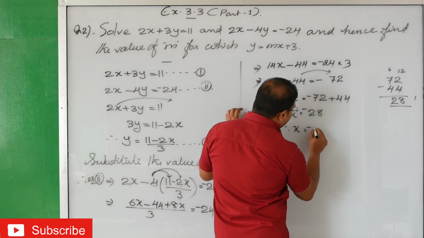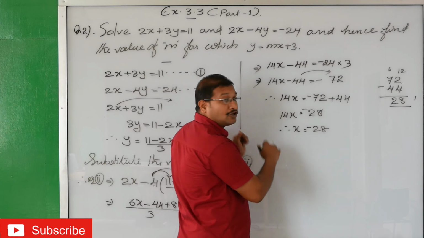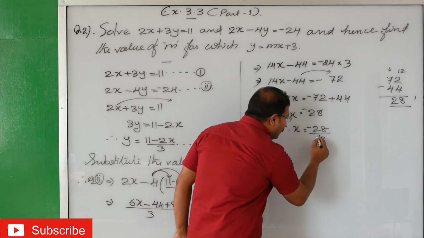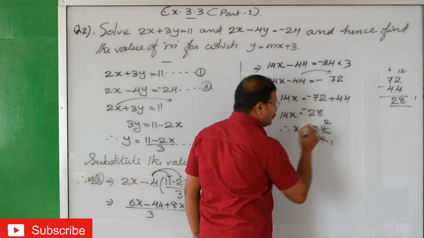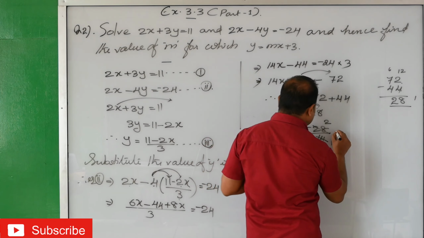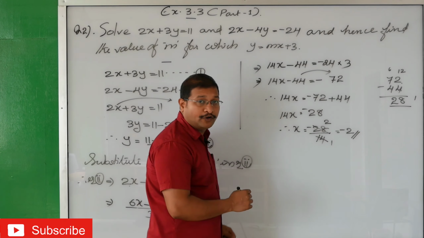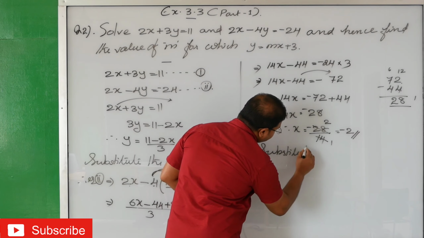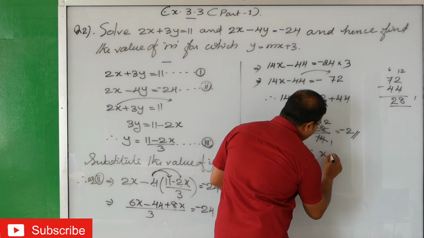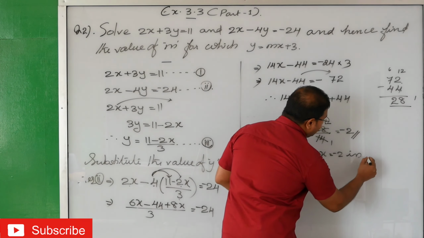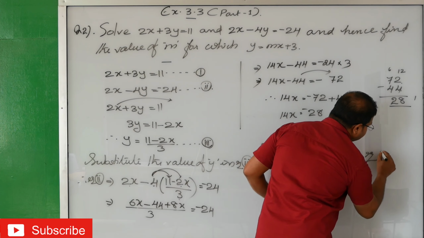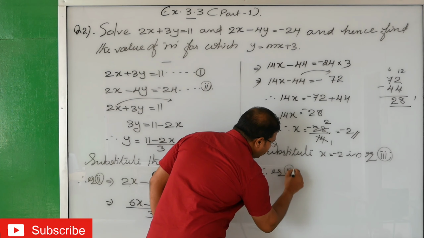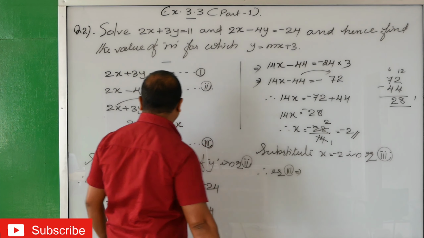Therefore, x equals minus 28 by 14. Multiplication goes to the next side, divide by 14. 14 ones are 14, 14 twos are 28. I am doing it directly. So, we will get x equals minus 2. Now, what will you do? Substitute x equals minus 2 in equation 3. Therefore, equation 3 implies the third equation. What is the third equation?